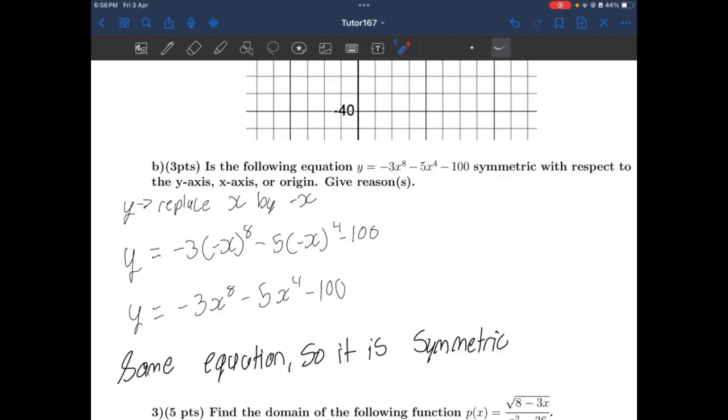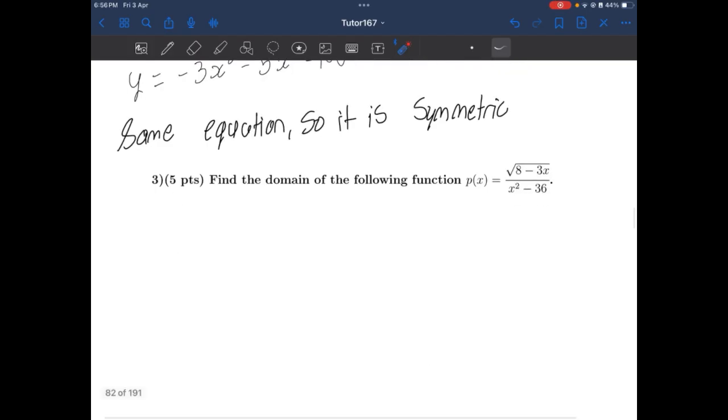I'm supposed to put it is symmetric with respect to the y-axis. I didn't realize I didn't put that. So, yeah, be mindful of that.